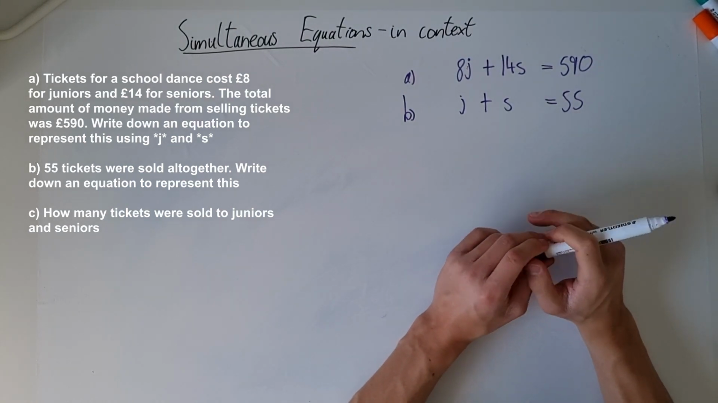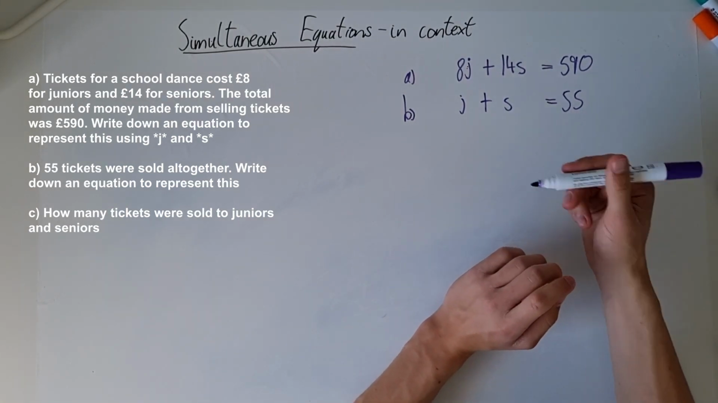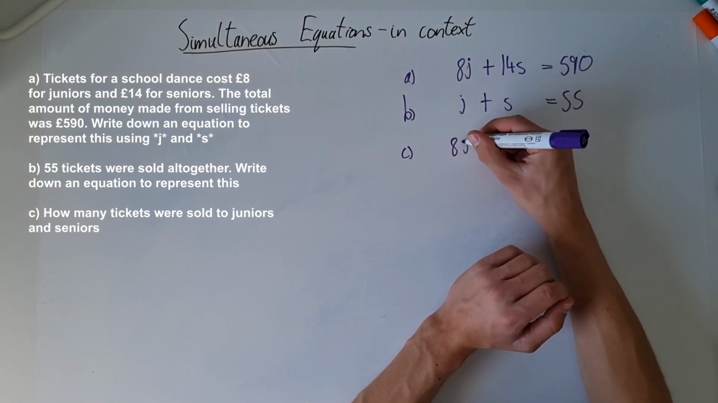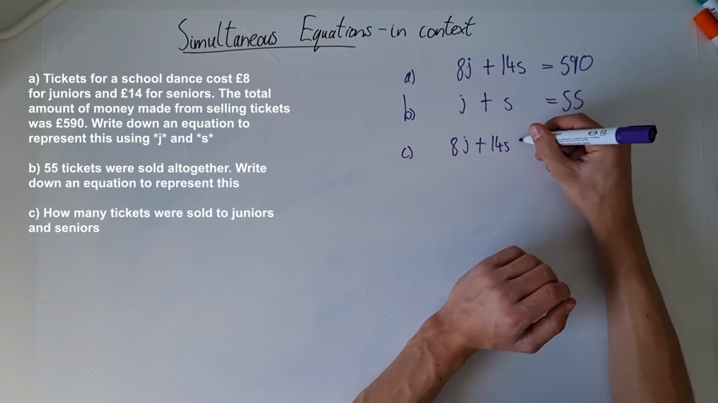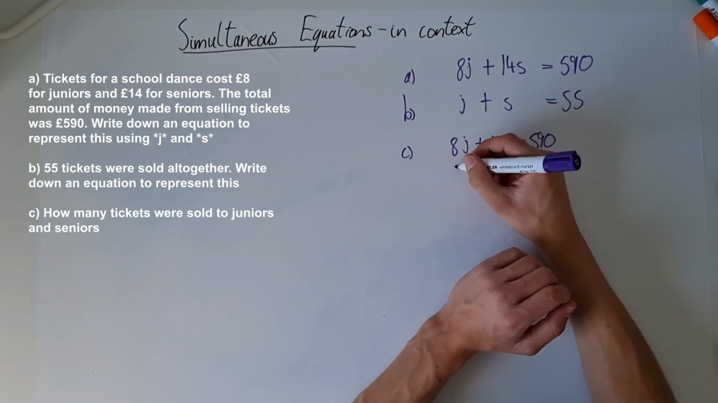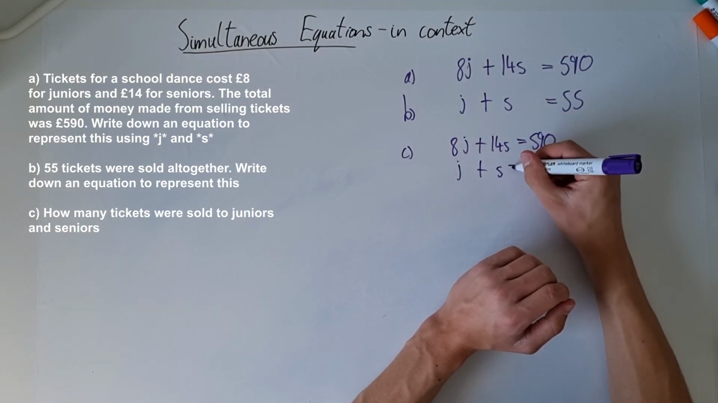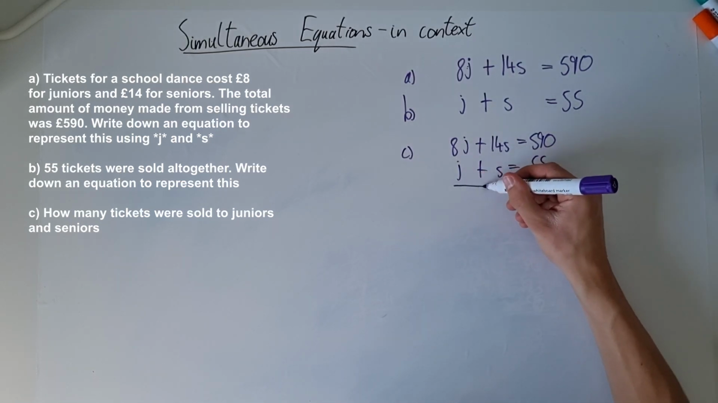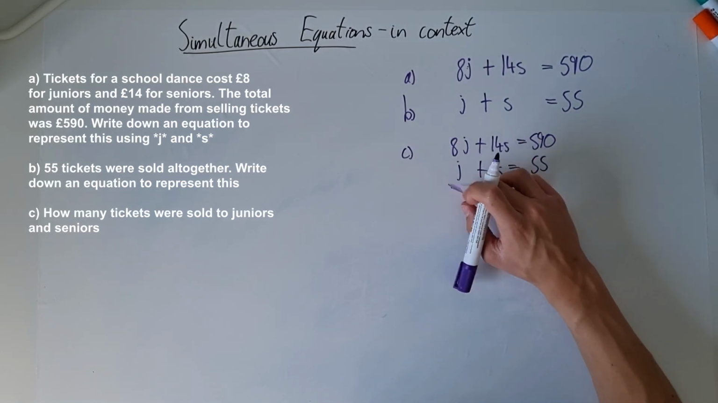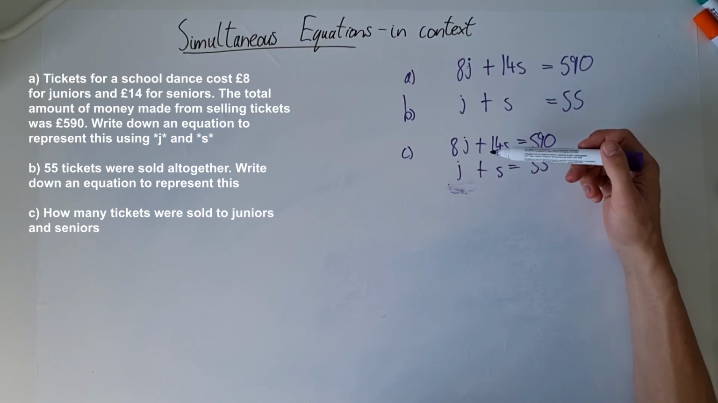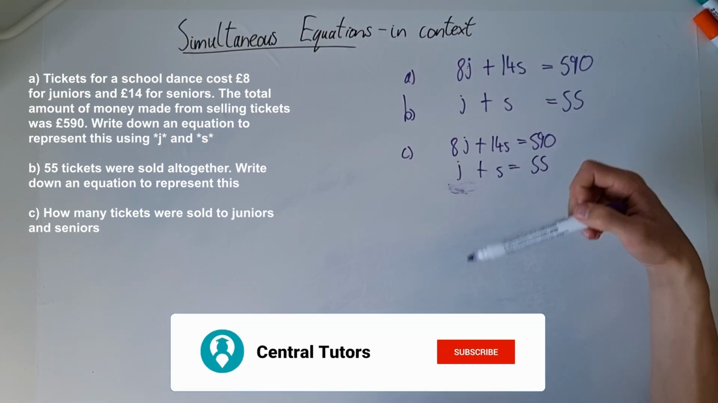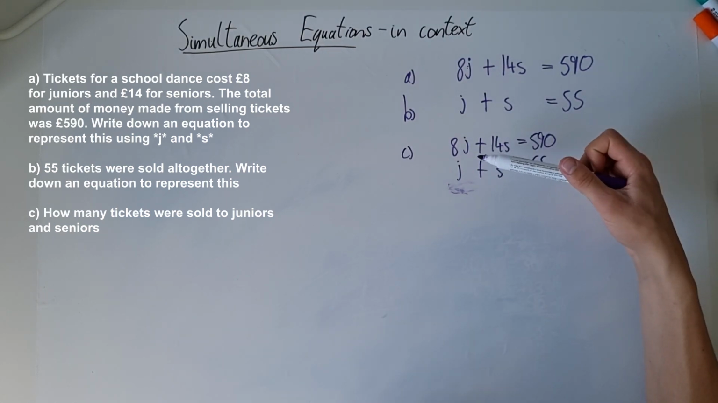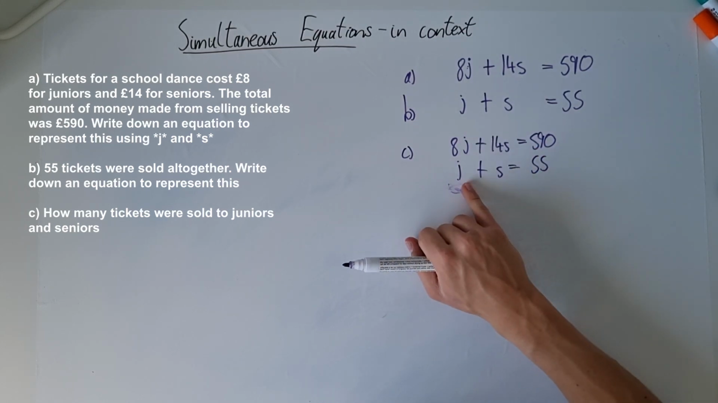And now, as you can see, we have our two equations. So now we can solve C, how many tickets were sold to juniors and seniors. So for C, I'm just going to write our equations out again. 8J plus 14S is equal to 590, and then J plus S is equal to 55. So now we need to solve our equations. First of all, we know the form is correct for our first step. Also in the first step, our coefficients, are they the same? No, they're not. Our coefficients are not the same. So I'm going to make the J the same.